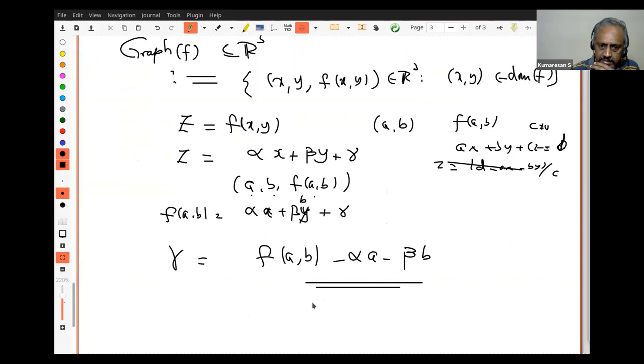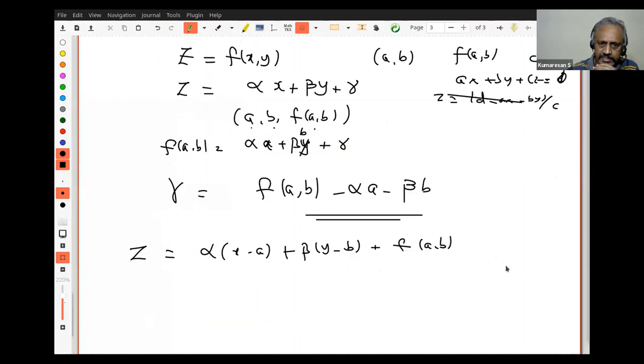Do you understand this? Therefore, substitute this. The equation of the plane is αx, but there is a minus αa, therefore it's α(x − a). And for βy, there is a minus βb, therefore it is plus β(y − b) plus f(a, b). I hope I'm writing it correctly. Do you understand this? This is the equation of the plane through (a, b, f(a, b)).